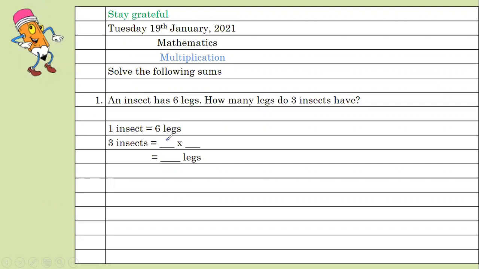Right, 6, that's how many legs 1 has, times 3, that's how many insects we have altogether. So we have to work out 6 times 3, which is 18. So this is how we write our word statements, how we write our number statement, and how we write our answer. Okay. Let's look at the next one.